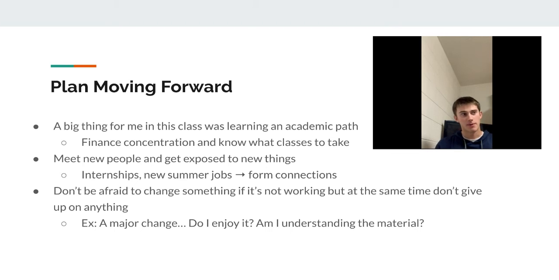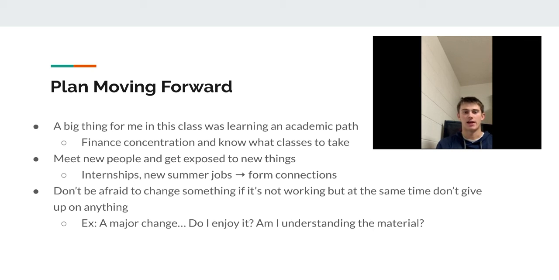Another big part of my plan moving forward, which I think I mentioned before, is that I want to meet new people and get exposed to new things. The more connections I have, the more opportunities I will have. These opportunities could be a summer job or an internship, but it's all about forming connections. This is especially true in the business world.